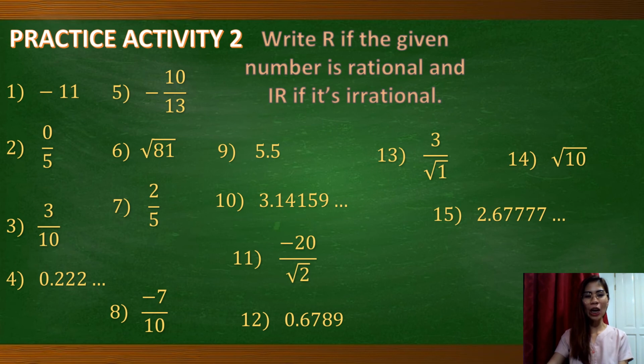Now let us have another practice activity. So let us prepare our scratch papers, ball pen, or pencil to answer this one. You are going to write R if the given number is rational and IR if it's irrational. You will be given 1 minute to answer this one. Your timer starts now.